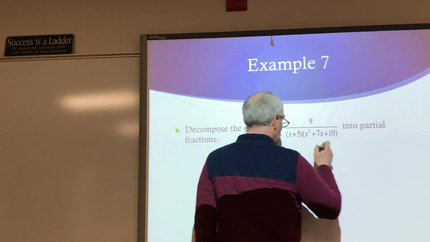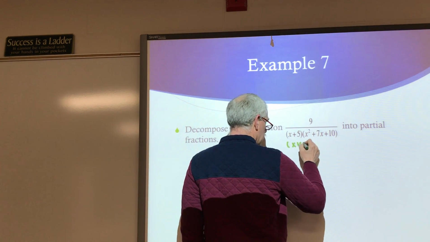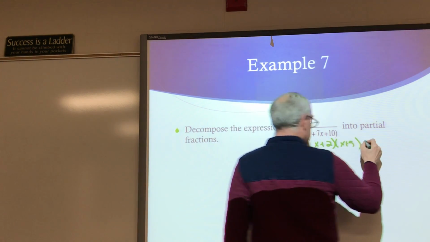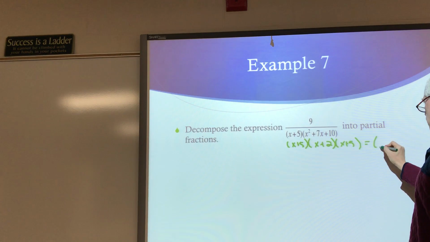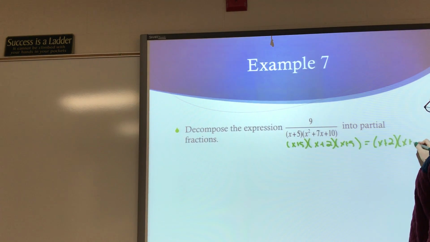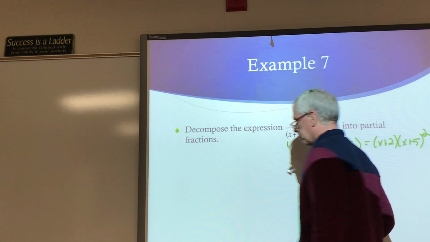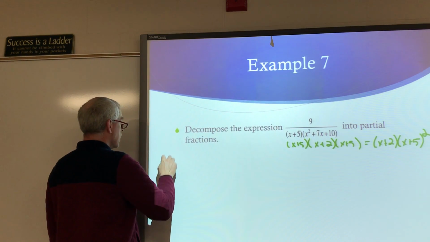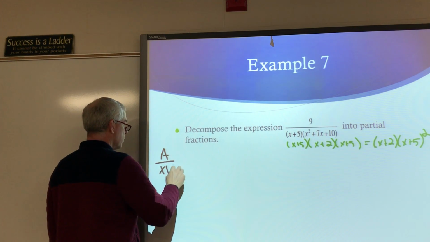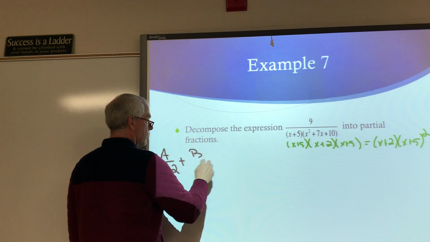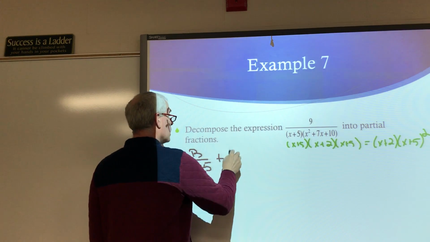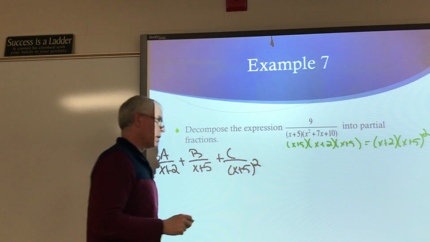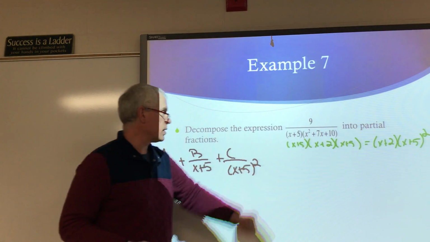If I factor this bottom, this part here, so I have an x plus 5, and then this factors to x plus 2, x plus 5, which is equivalent to, I've got two x plus 5s here. So I've got an x plus 2 and an x plus 5 quantity squared. Okay? Thankfully, they're all linear. Okay, so I need an a over the x plus 2. I need a b over an x plus 5. And because it's quantity squared, you guys, I need c over x plus 5 quantity squared according to those directions.